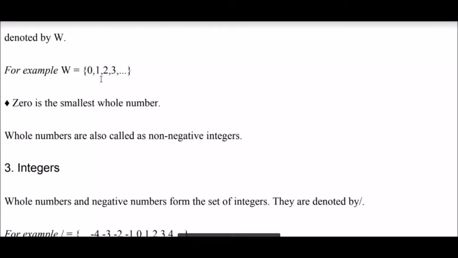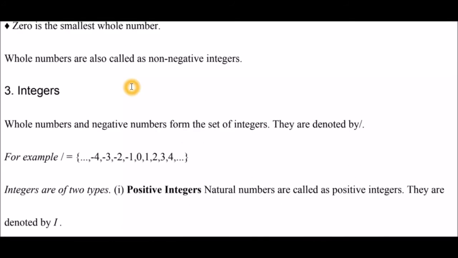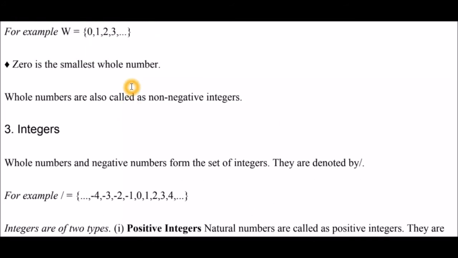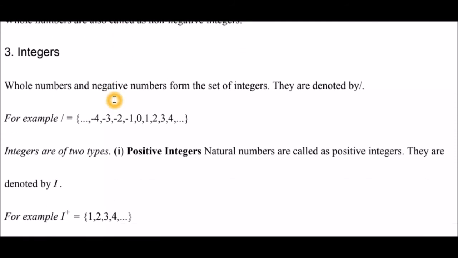Whole numbers are also called non-negative integers. First of all, what is meant by integer? After this, I will tell. So whole numbers are also called non-negative integers. All are positive integers, and 0 is neither positive nor negative. The third one is integers. Whole numbers start from 0, 1, 2, 3, 4, etc.